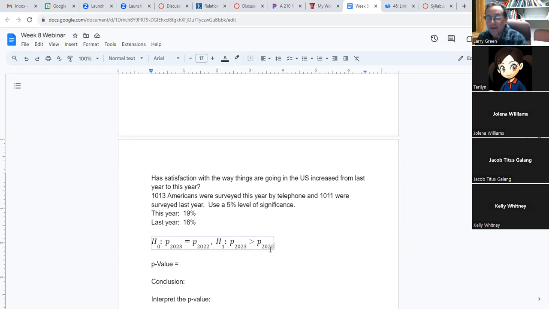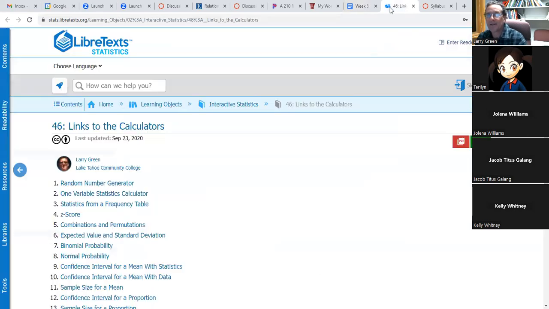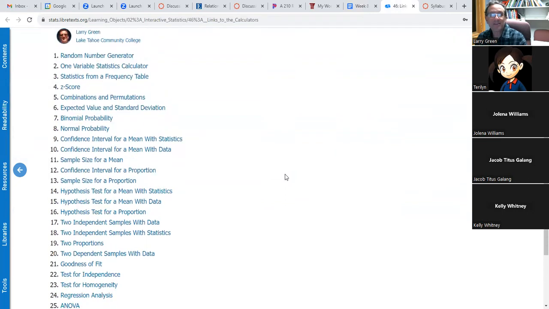All right. So now what we're going to do is find the p-value. And hopefully you're used to this. How do you think we're going to find the p-value? What are we going to do? Yeah, we're going to go to the calculator. And you're used to this. I'm going to ask you which calculator to use.